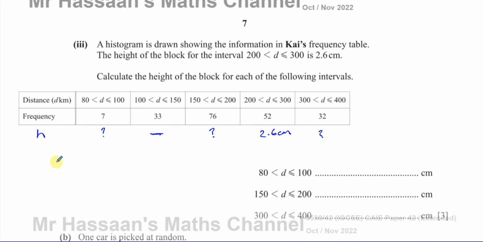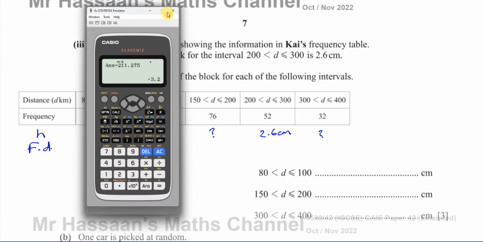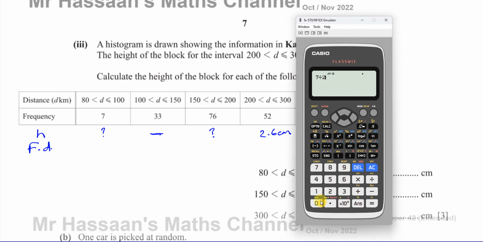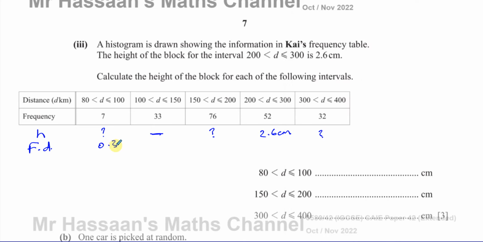Now what we should understand is in a histogram, the height of the bar is not determined by the frequency. The area of the bar is proportional to the frequency. The height of the bar is proportional to the frequency density. So we need to find the frequency density for these intervals. We can do that by dividing the frequency by the interval width. So this would be 7 divided by 20, which gives us 0.35. That's the frequency density of this first one.